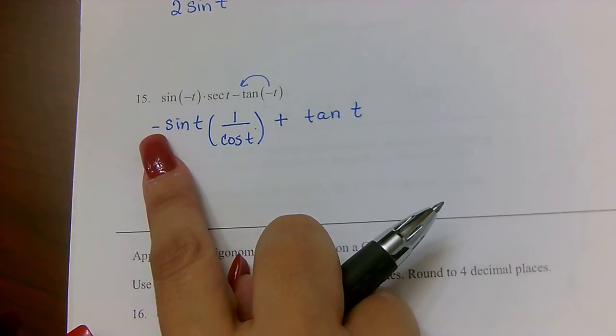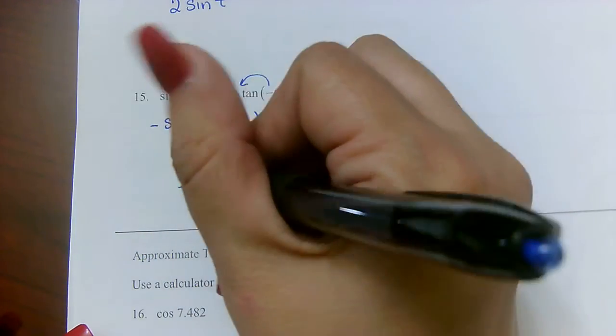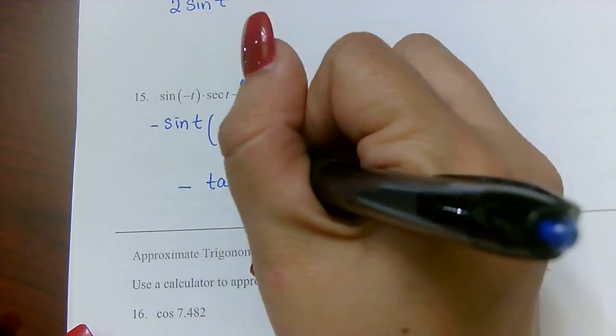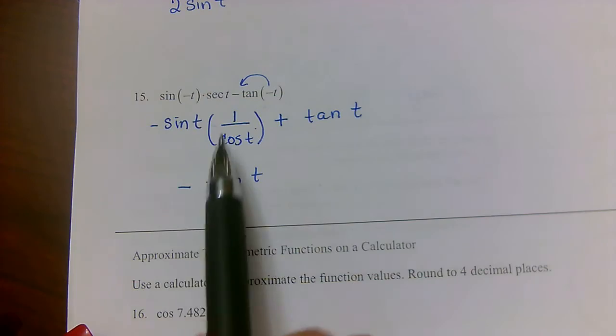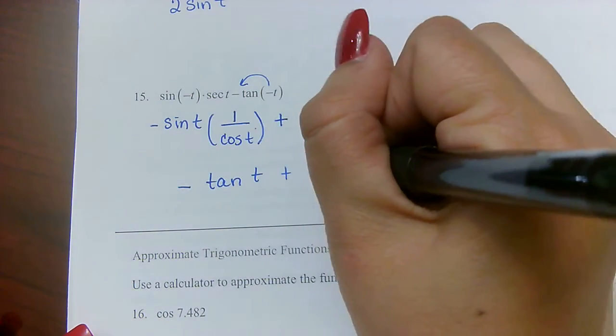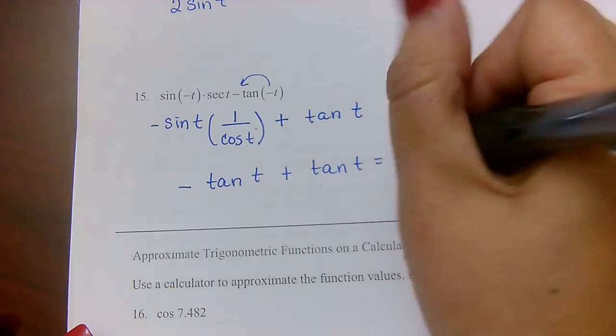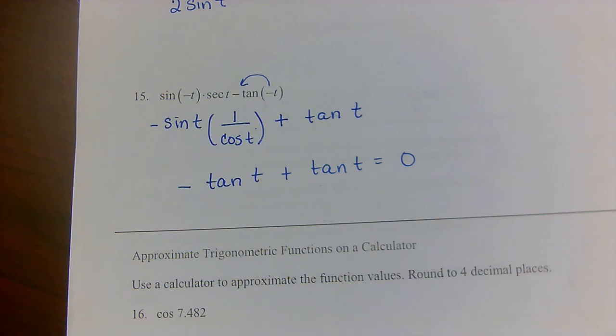So let's just look here. What is sine over cosine? Well, sine over cosine is the same thing as tangent. So it's a negative tangent plus a positive tangent. So a negative plus a positive, well, that's just 0. Okay, because they cancel each other out.